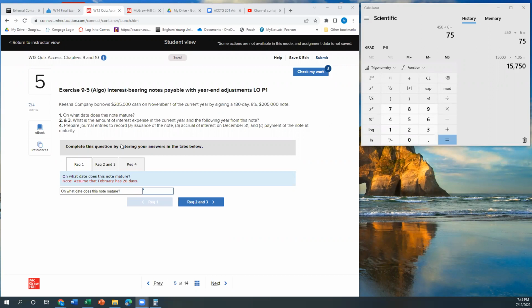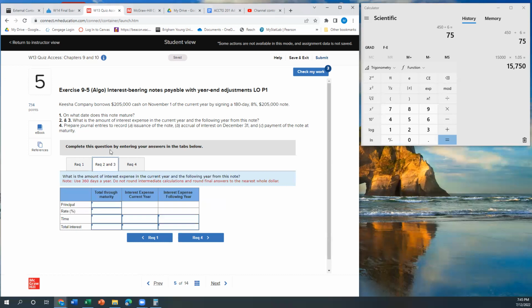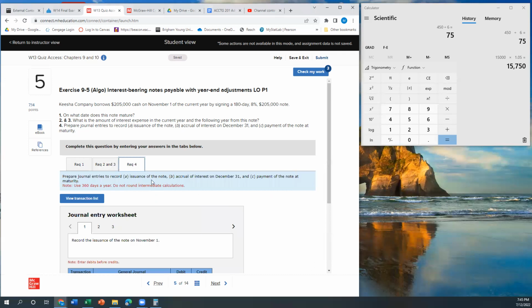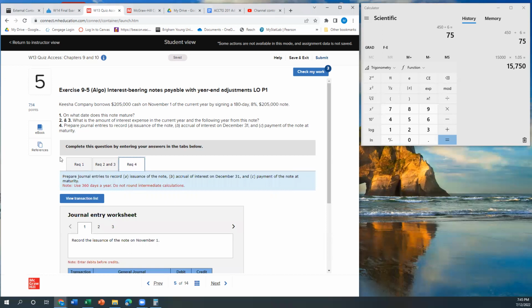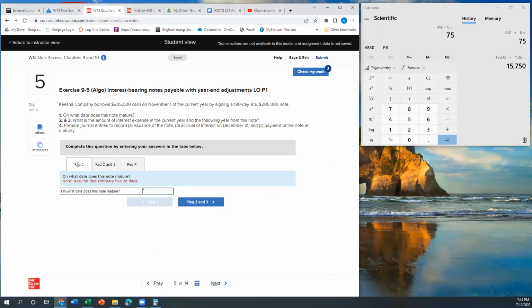So they want to know what date the note matures, the amount of interest expense, and then they want us to do the journal entries. So that's a number of things going on.